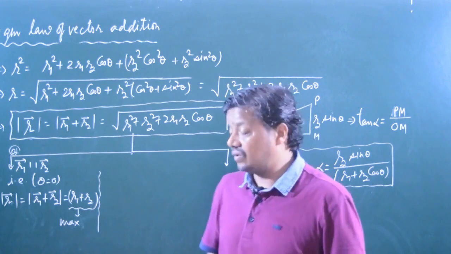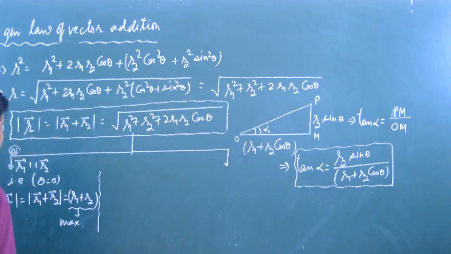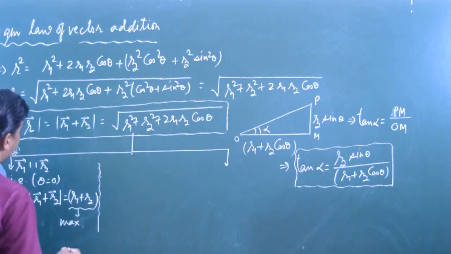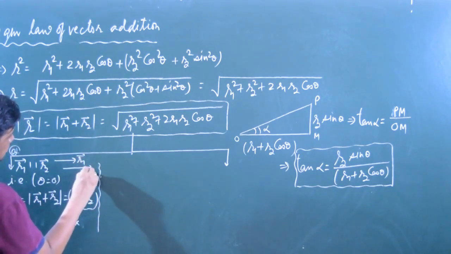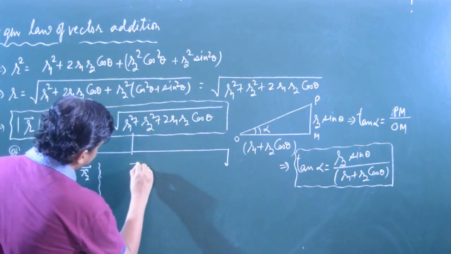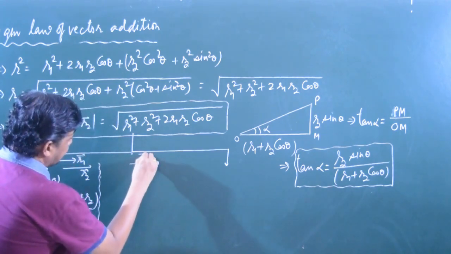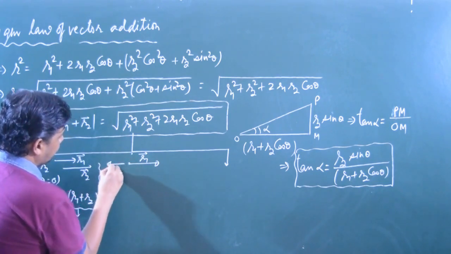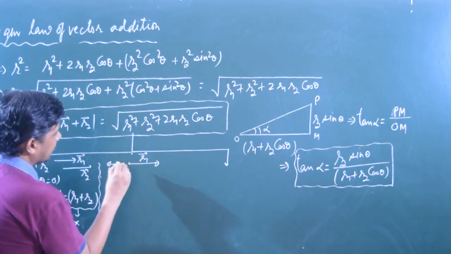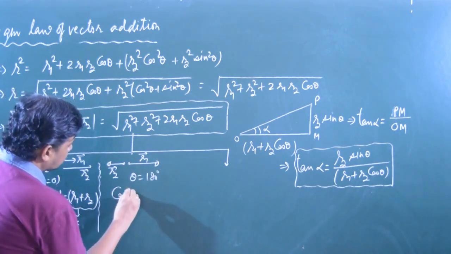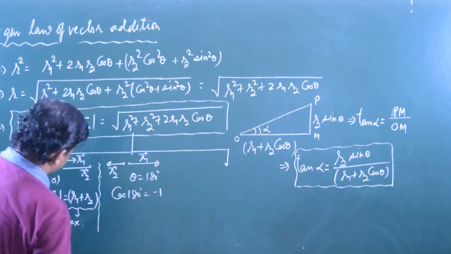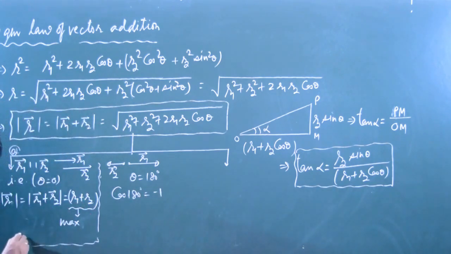So if two vectors are parallel to each other, then the resultant of the two vectors will be maximum. Okay, now see, if two vectors are opposite to each other, see here R1 and R2 are parallel. Now if two vectors are anti-parallel, anti-parallel means the angle between the vectors is 180 degree. Here theta is equal to 180 degree. So see cos of 180 degree is equal to what? -1. Cos of 0 is 1. Okay, cos of 180 degree is -1.